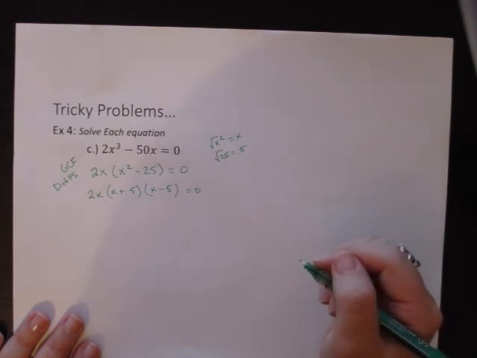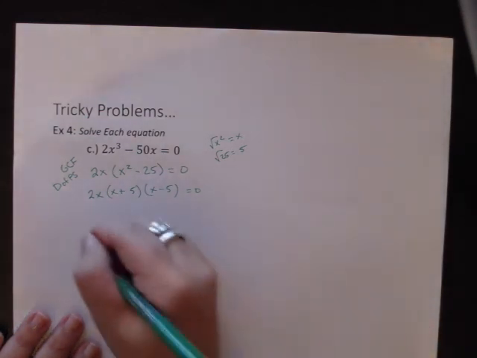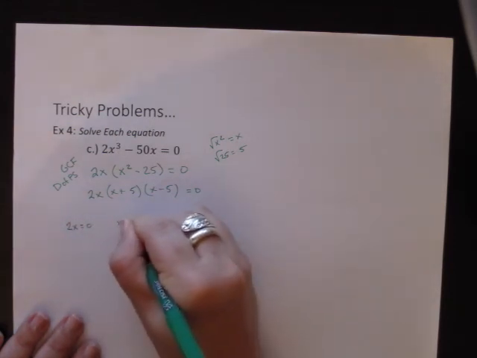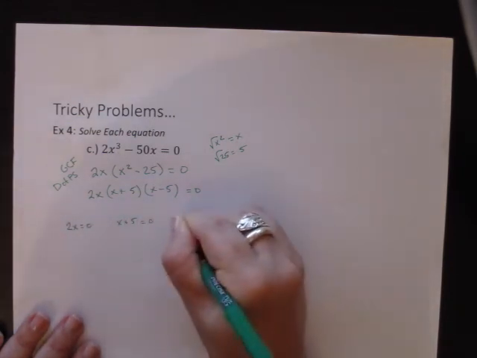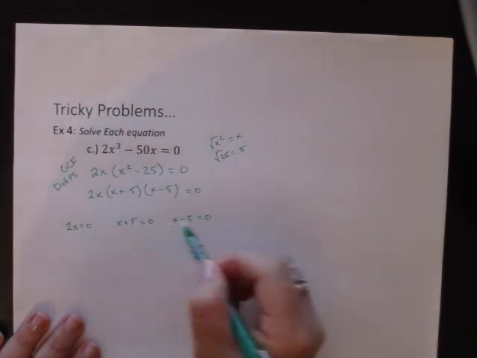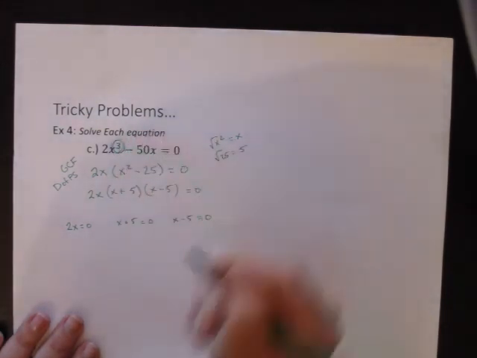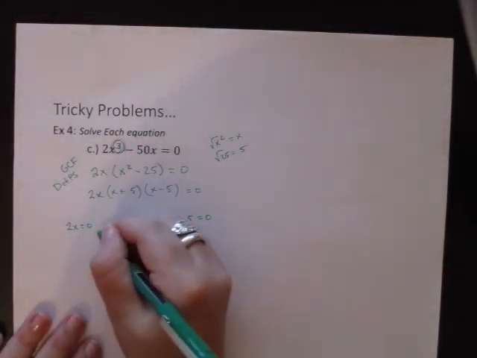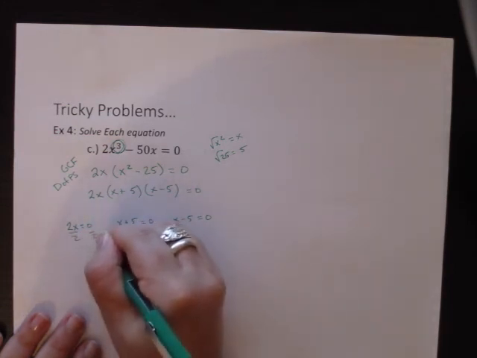So now what I've got to do after I factor it is I have to set each factor equal to 0. So I'm going to go 2x equals 0, x plus 5 equals 0, and x minus 5 equals 0. Again, I'm going to have three solutions because I've got x to the third power. So to solve this one, to get x by itself, I have to divide both sides by 2.